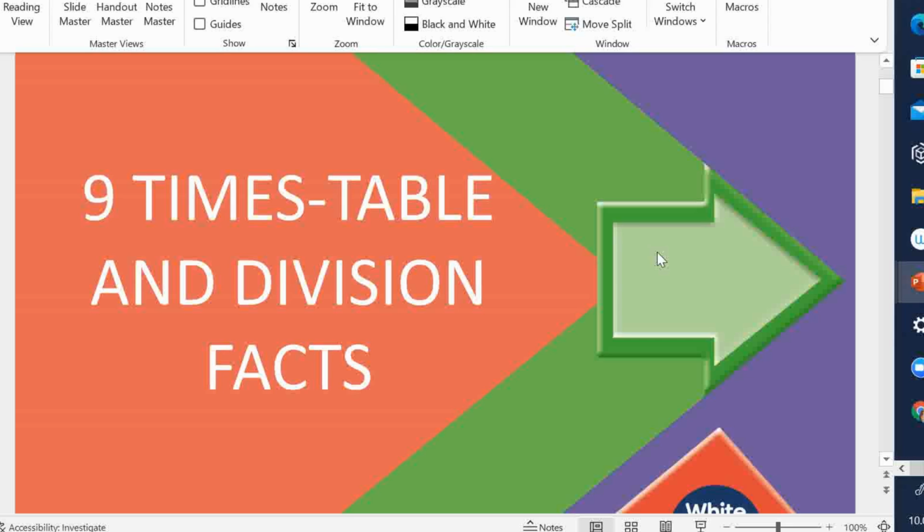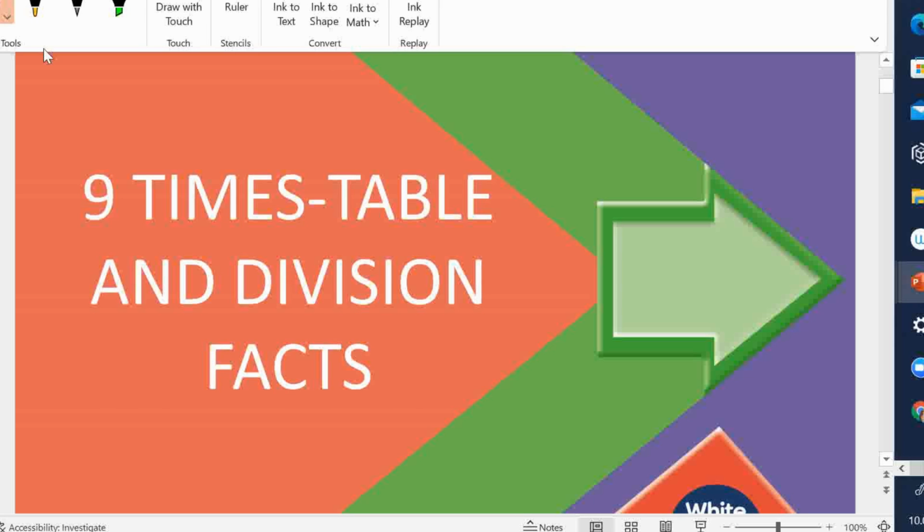And we're going to do the 9 times table and division facts today. First of all, let's do the 9 times table. So 1 times 9, 2 times 9, 18, 3 times 9, 27, 4 times 9.